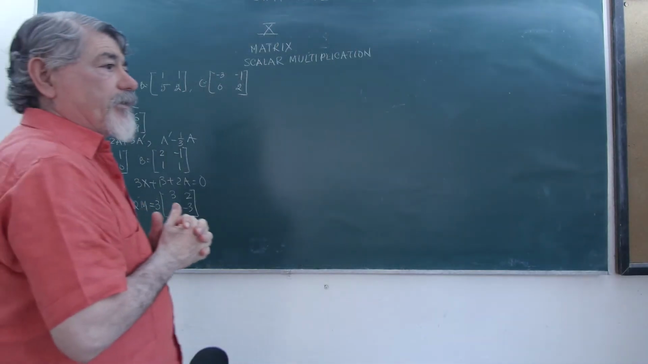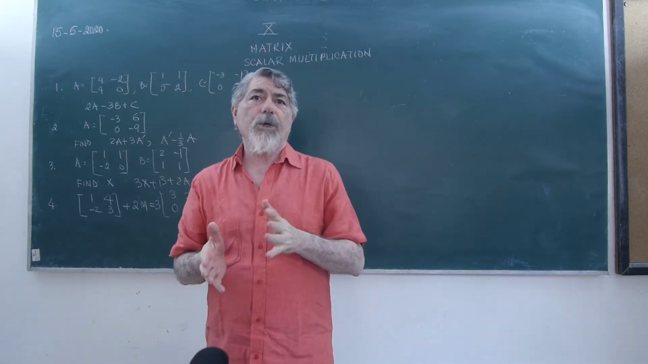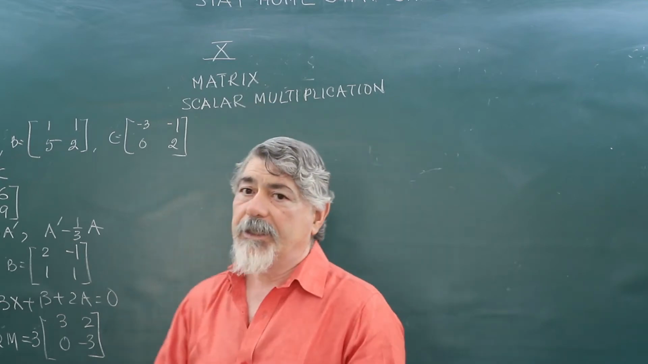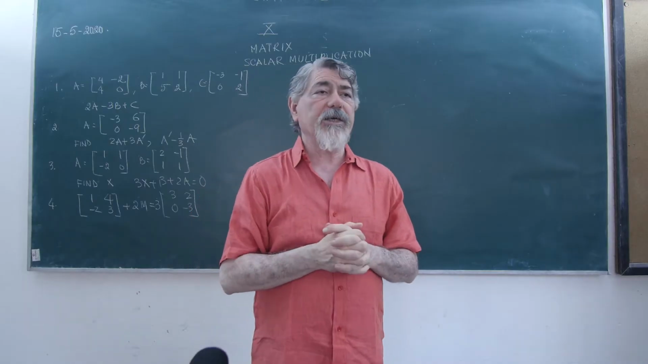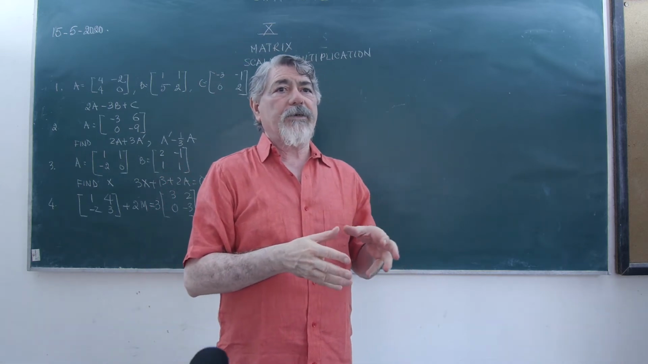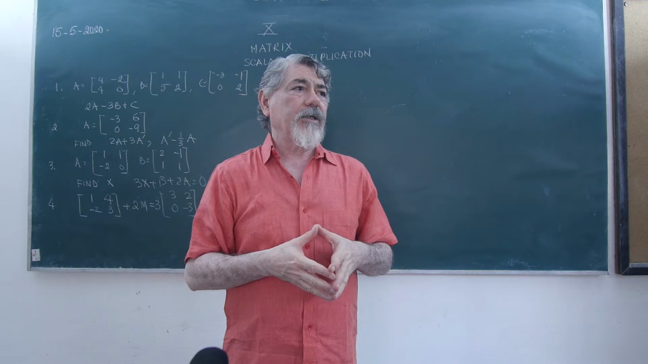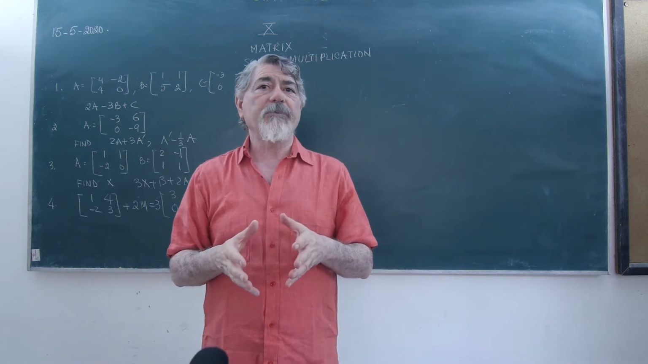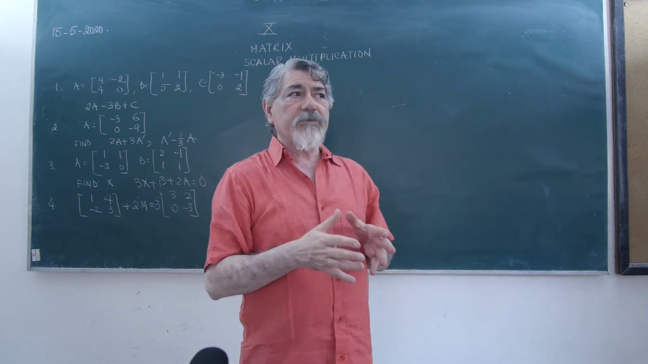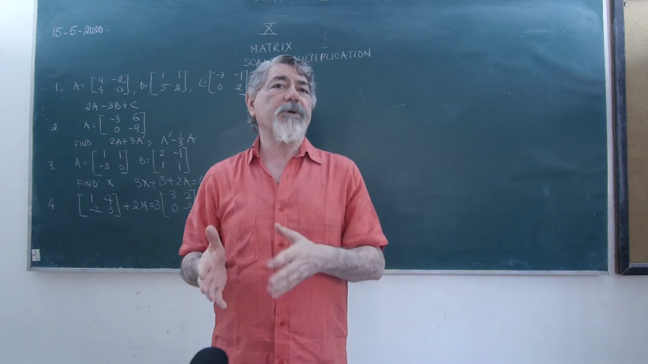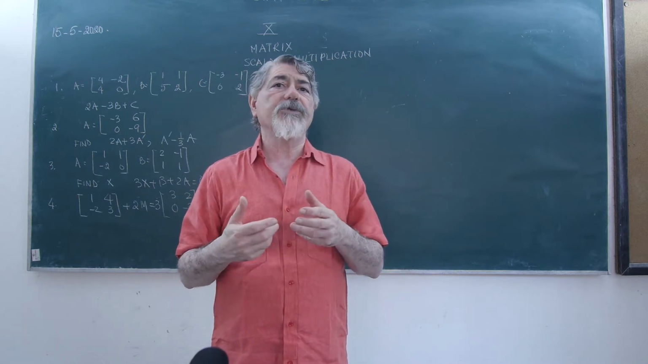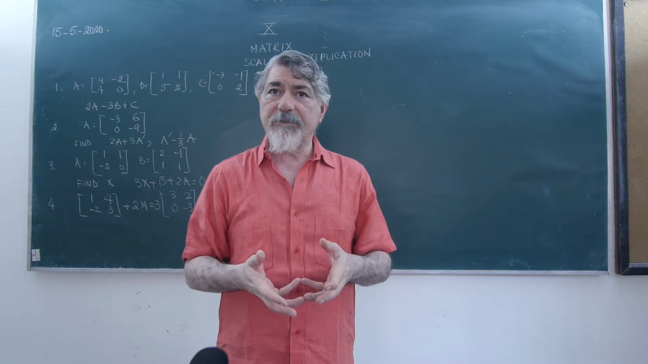In standard 10th, we had already discussed matrices. Once again, before I come down to today's topic about scalar multiplication and multiplication of matrices, I would go back to what a matrix is. A rectangular arrangement of numbers in rows and columns is a matrix. The order of the matrix is the number of rows into the number of columns. If you multiply the number of rows into the number of columns, you will get how many elements there are in the matrix.